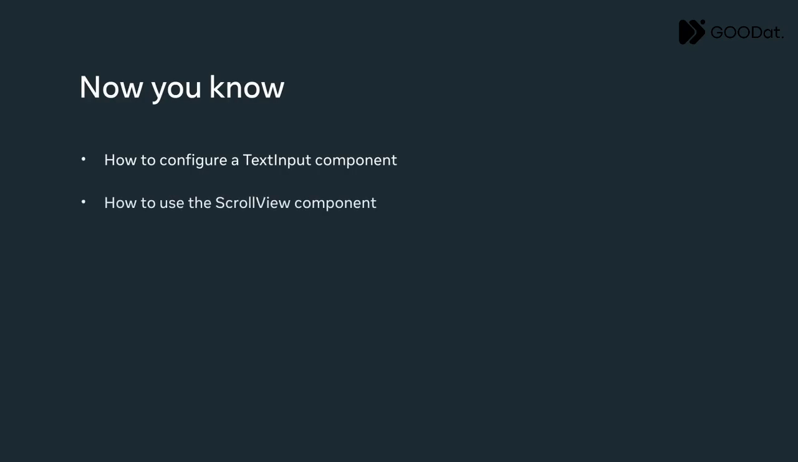In this video, you've learned how to configure a text input component to create a feedback form for the Little Lemon restaurant app. You made it an element of a scroll view component and also applied a useState hook for keeping track of local state.